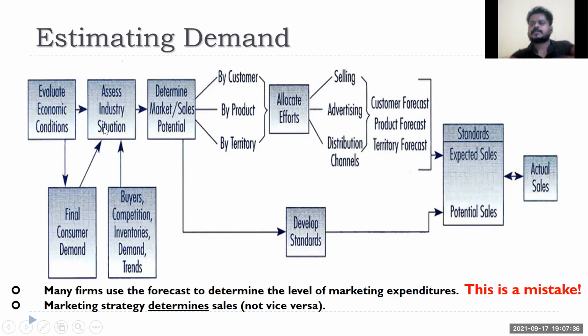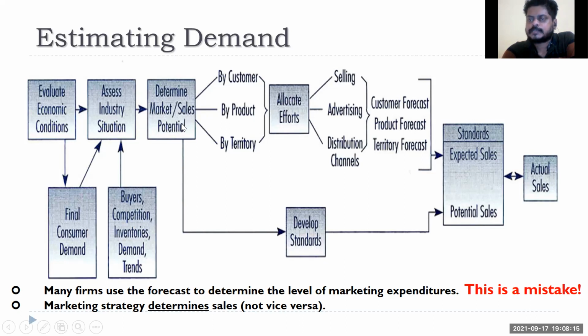Assess industry situation, that is the competitor analysis you have to do. You need to gauge who the competitors are, and whether they are coming with a new product. You should have competitive intelligence reports which tell you that these are the two companies coming up with a new product, and one new company based outside India is venturing into the Indian market. They will be a tough competitor to beat. So those kinds of assessments should happen: buyers, competition, inventories, demand trends. These are the things you should keep in mind.